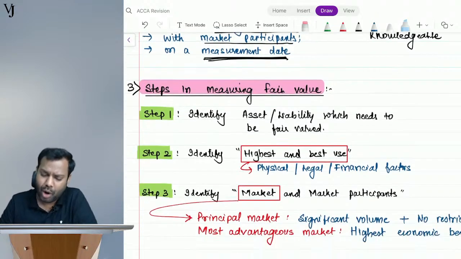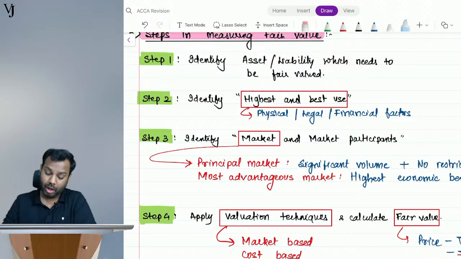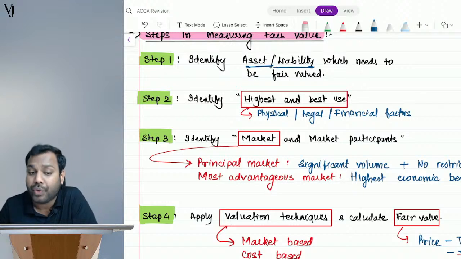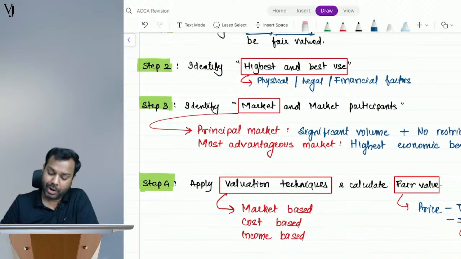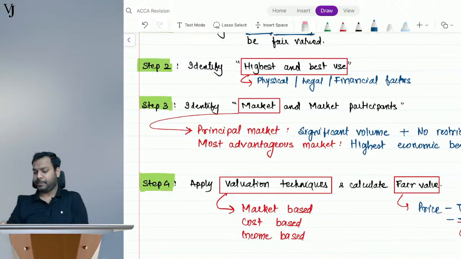Now comes the question, how to measure the fair value? Understand? First, at the first instance, you have to identify the asset and liability which you want to fair value. Then you have to identify the highest and best use. See, understand, guys.